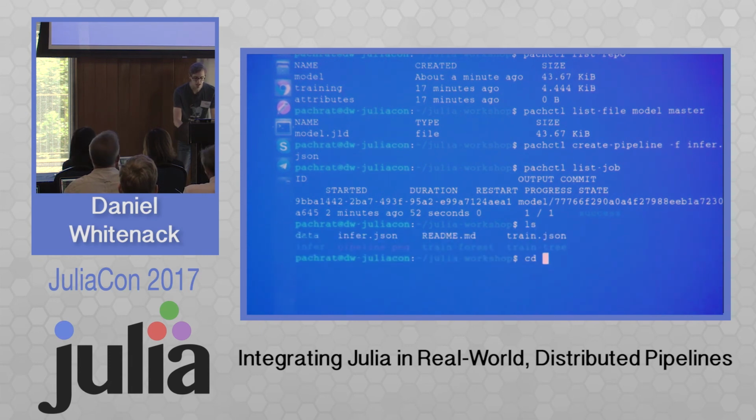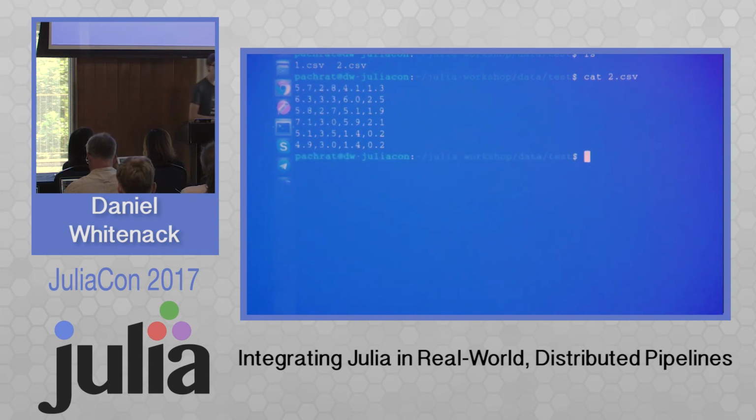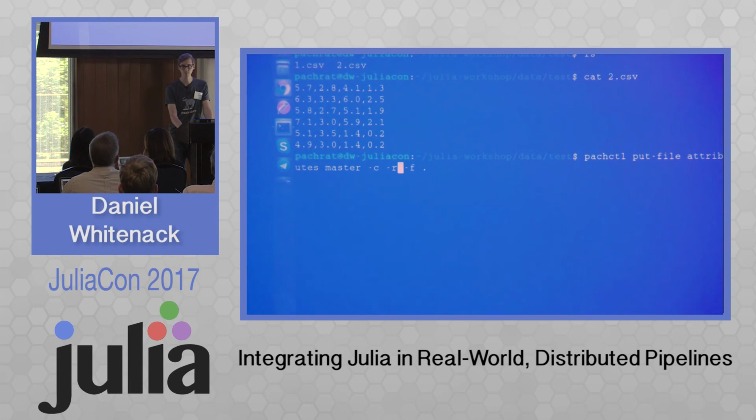So in order to do that, you can go to data again, and then go all the way to test. So actually go to this repo. Here you can see that there's a couple of input files that look like this, just with a bunch of attributes, no species. And we're going to put those into attributes. So if we do put file attributes master -c -r -f, this is the same as before, except I'm putting both of these at the same time. So I'm doing it recursively for this directory, putting all the files from this directory.